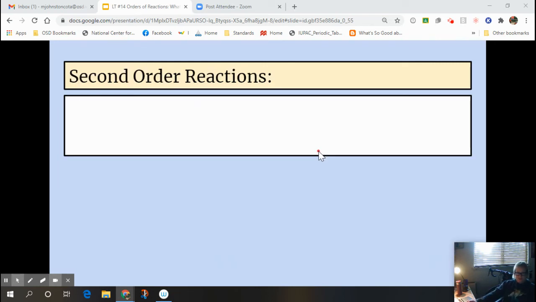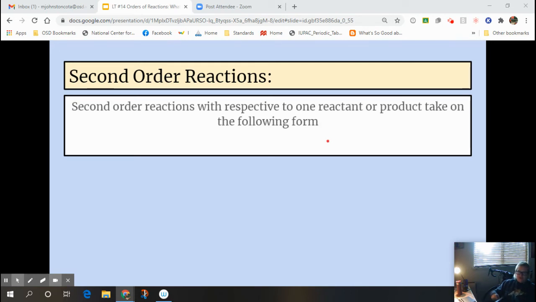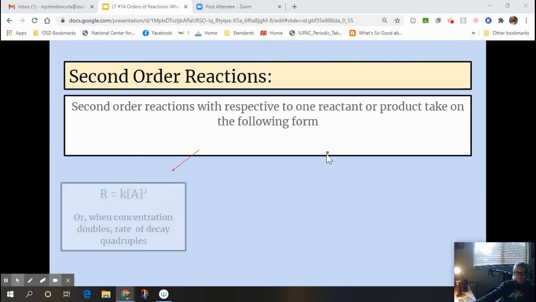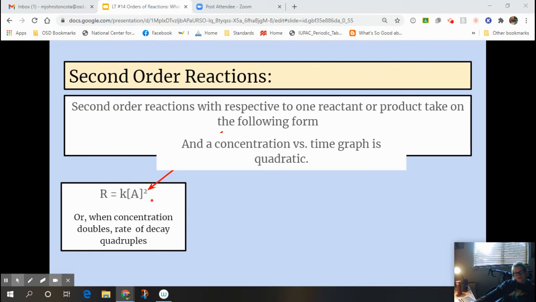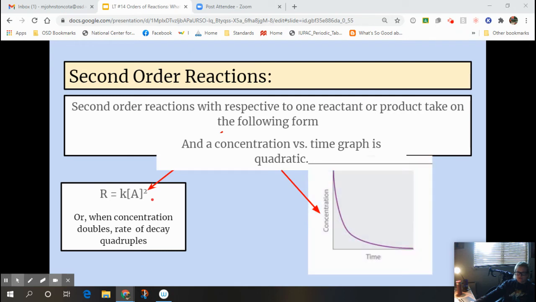Second order reactions. So second order reactions take on this form. Not surprising, but this means that as the concentration doubles, the rate of decay is going to quadruple, or else known as quadratic. So if I do a concentration versus time graph, it's going to take that quadratic form.